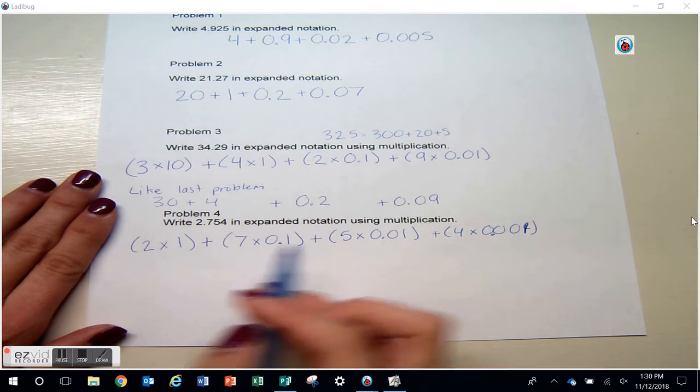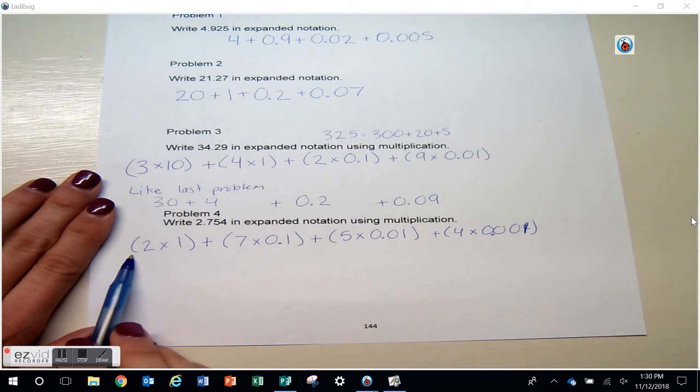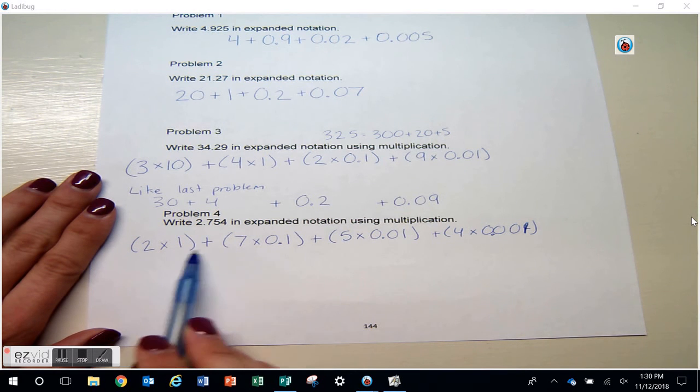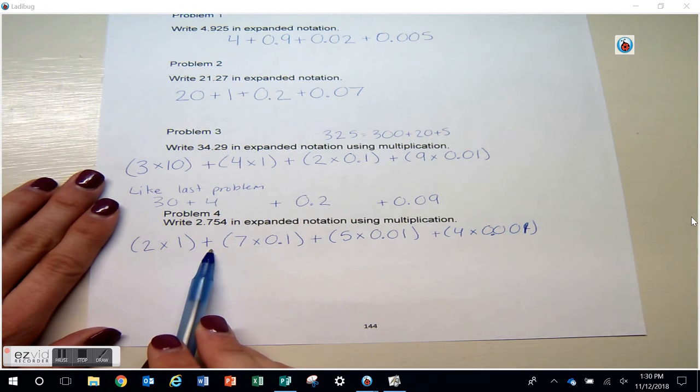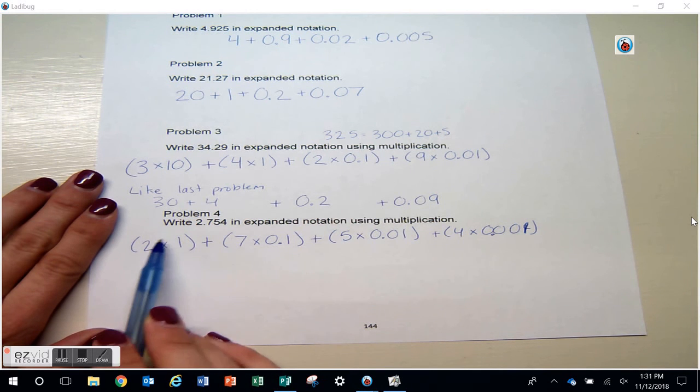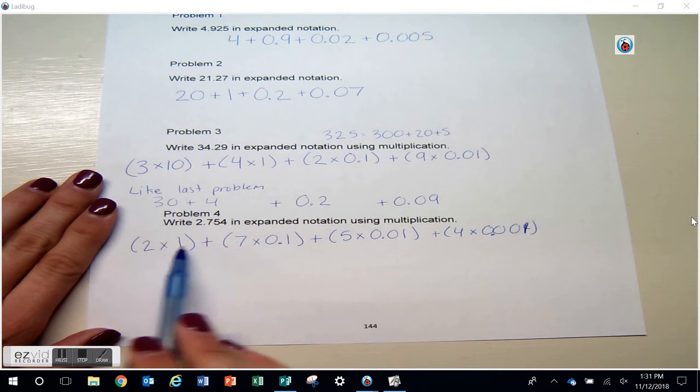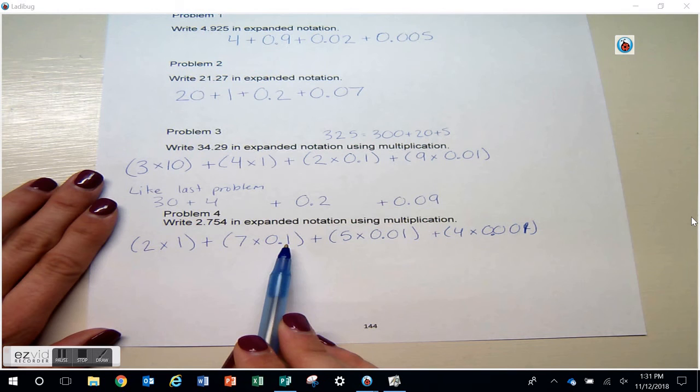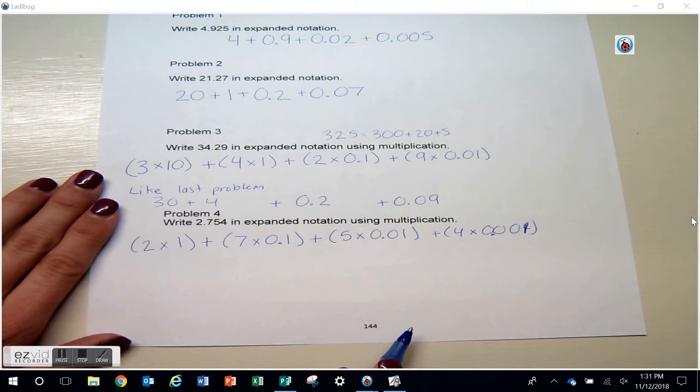Is it absolutely necessary that I have parentheses here? No, because multiplication comes before addition in our order of operations. Is it easier maybe for me to see the grouping and how the 2 is in the ones place, the 7 is in the tenths place, and so on? Yes, it's easier for us to see the grouping, and that's why I used it in today's example, but it's not absolutely necessary.